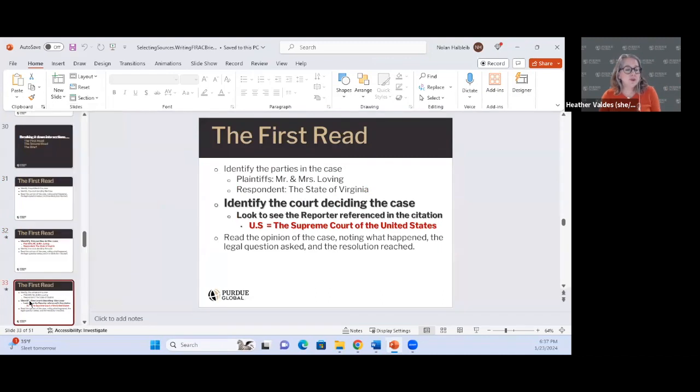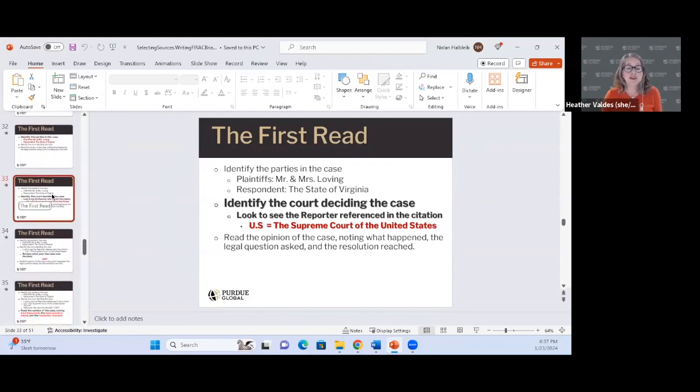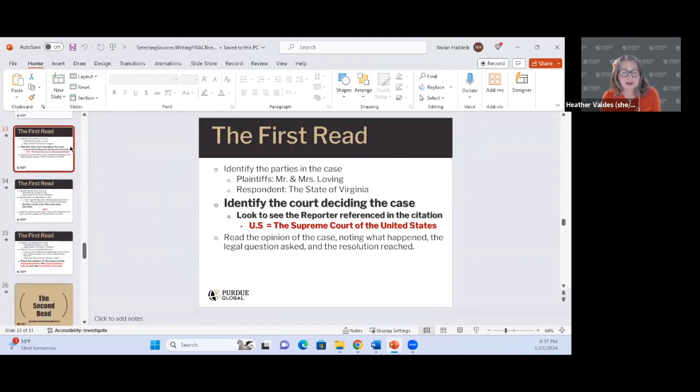We look to see which court is deciding the case. This court citation has the U.S. Reporter. I know that the U.S. Reporter is the official reporter for the United States Supreme Court. And thus, I know that it's the United States Supreme Court that's deciding this case. If it was any other court, we would have the reporter information and we would have the court identified next to the year in that citation.